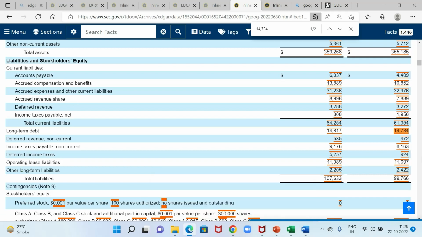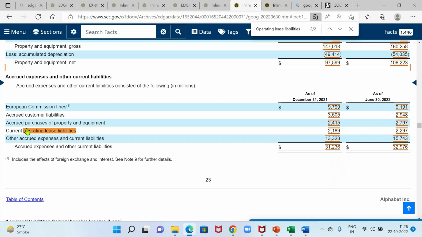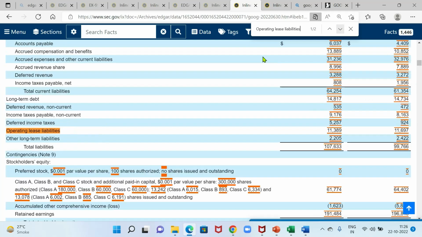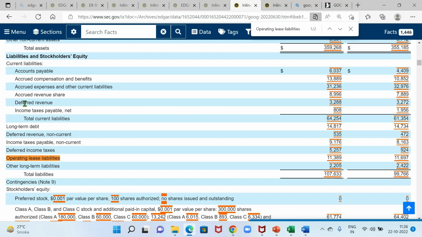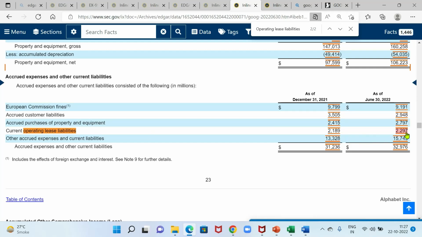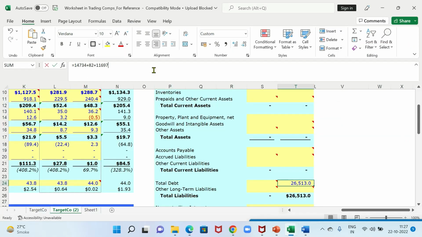Now, what is this? Is the operating 11697? What is the current portion of it? It is not showing me anything. Again, current portion of lease liabilities is available in other current liabilities. See, यहाँ पर हमारे को current liabilities में operating lease liabilities नहीं दिया हुआ. It has not been mentioned, but it does not mean that it is not there. It is available in other current liabilities, accrued expenses. I just did control left. I just search operating lease liability and the current portion is available as 2297. Always important to look into the notes to account. This is my total debt.